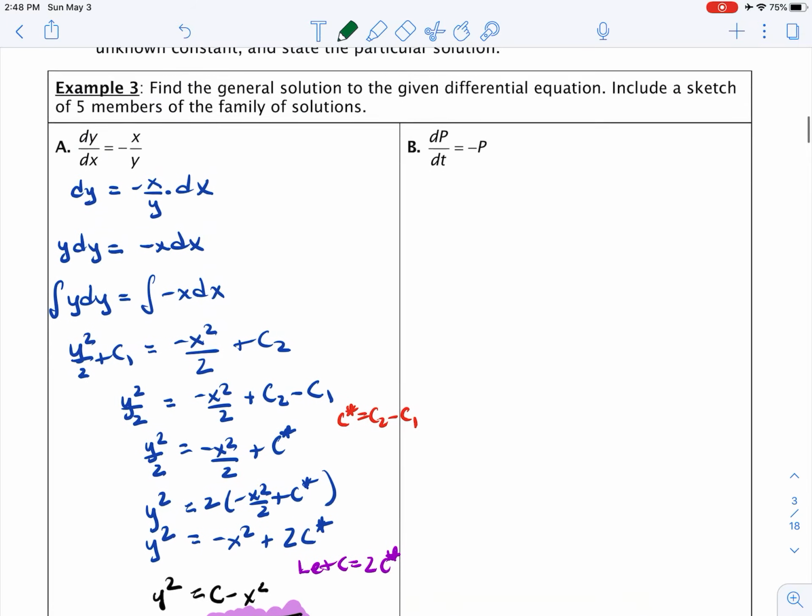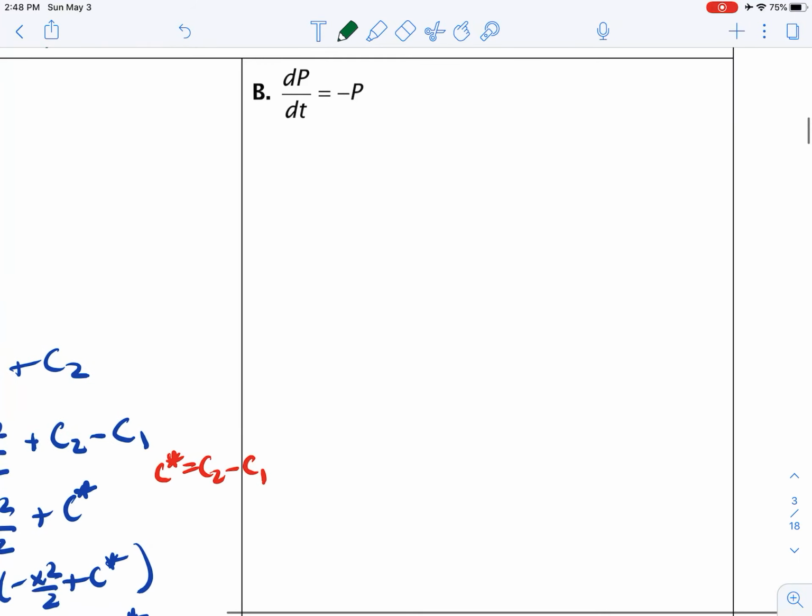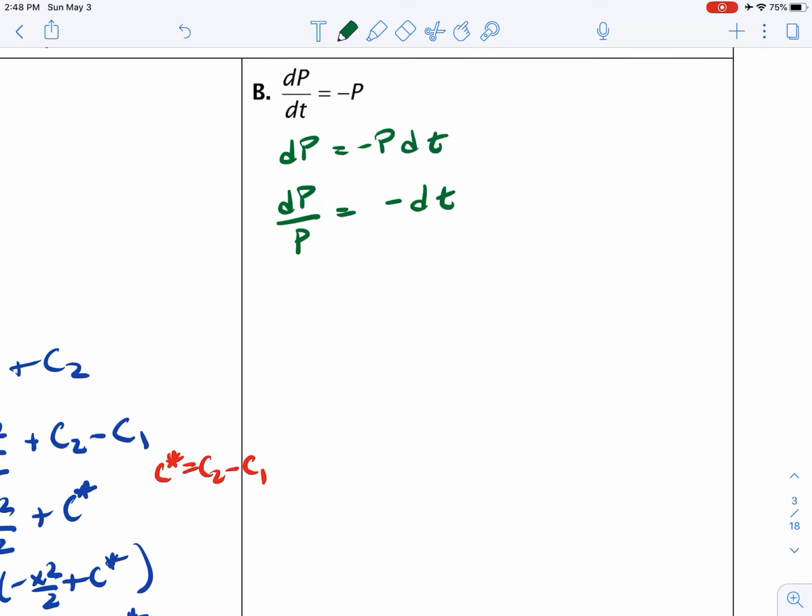Let's do it again. This one is also quite simple. So I'm going to separate the variables, and I get dp equal to minus p dt, making sure that my differentials dp and dt are in the numerator. And I know then I want to separate my variables, so I'm going to be dividing by p on this side, and I get minus dt on this side.